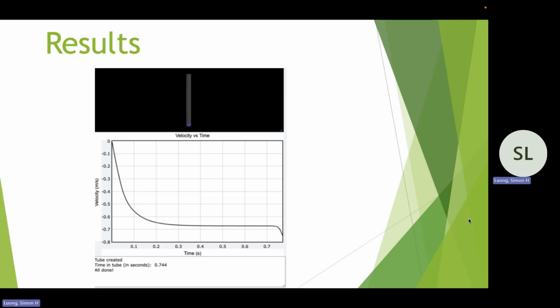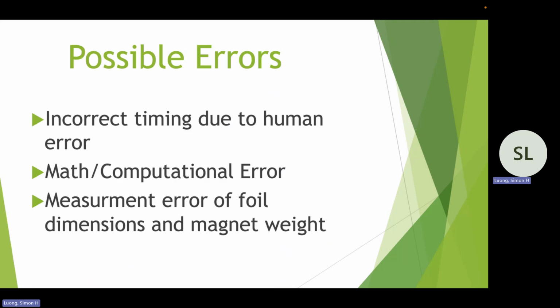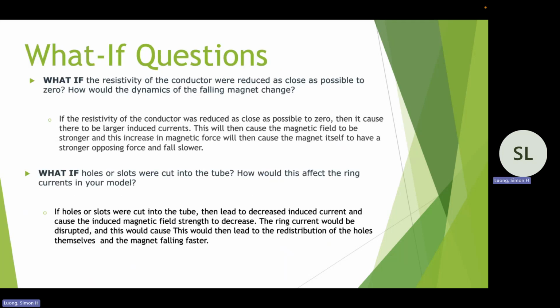Results-wise, you can see as the time increases, the velocity rapidly decreases and remains stable after around 0.2, and so you can see that the time was 0.744 seconds, and this might have been possible due to incorrect timing from human error, math computational error, and then measurement error of foil dimensions and magnet weight.